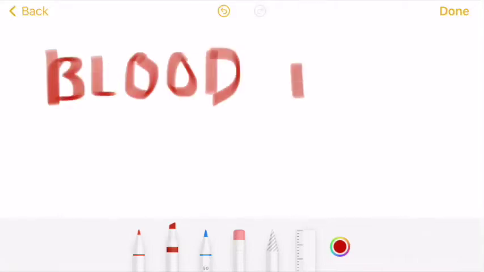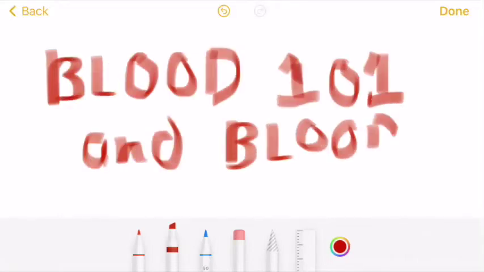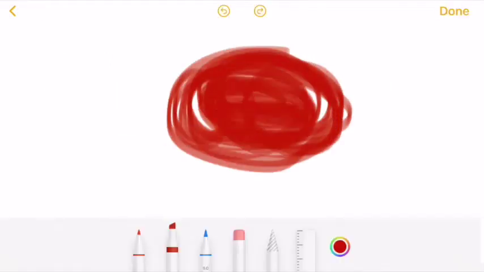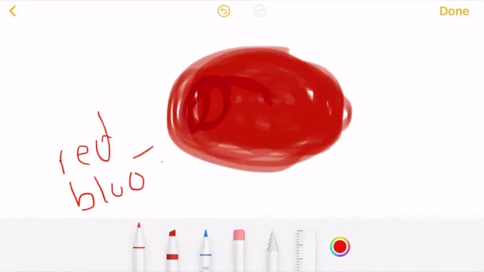Blood 101 and blood types. First, let's start with the red blood cell.